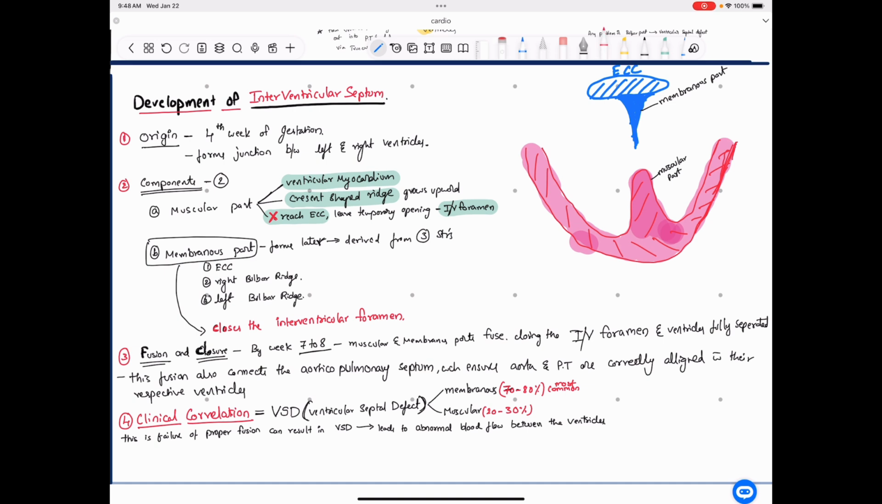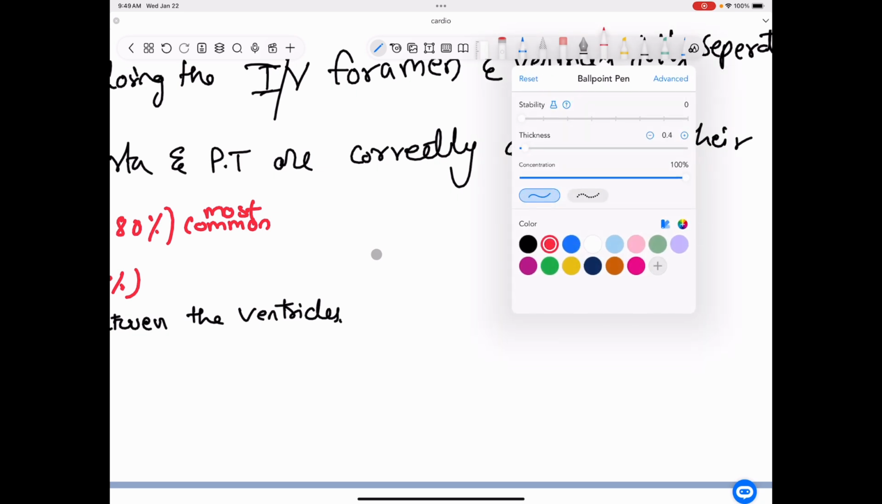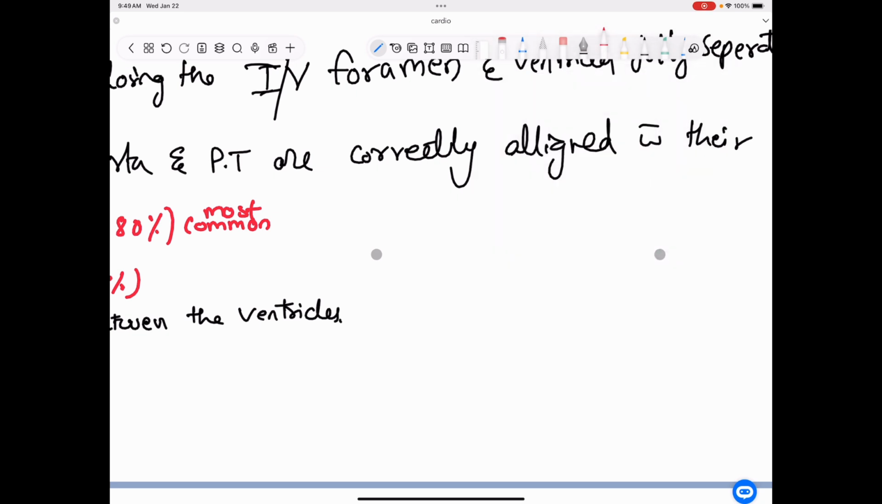So I'll tell you a mnemonic to remember these key steps. My mnemonic is, I'm writing here: my bulky endocardial heart. So this is my bulky endocardial heart.